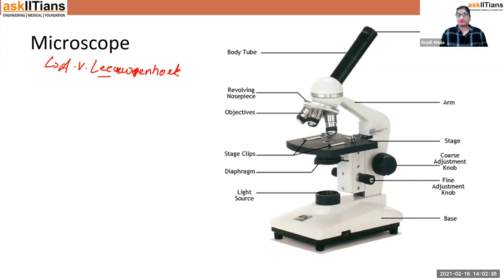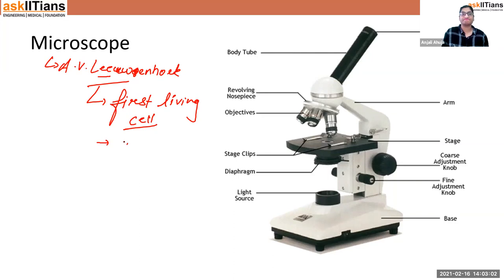Let me tell you an interesting point. Do you know the first cell was discovered by Robert Hooke? But the credit, I think, should go to A.V. Leeuwenhoek because he discovered the microscope. A.V. Leeuwenhoek is the person who discovered the first living cell. Robert Hooke, I'm talking about, discovered a dead cell. It was not living. Leeuwenhoek discovered the first living cell under the microscope, and the cell was actually an algae, named Spirogyra.